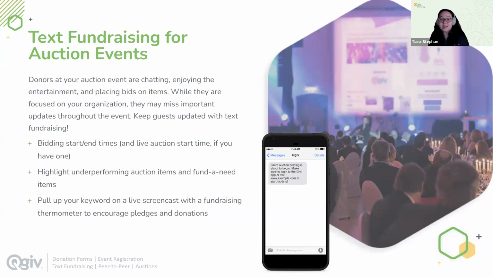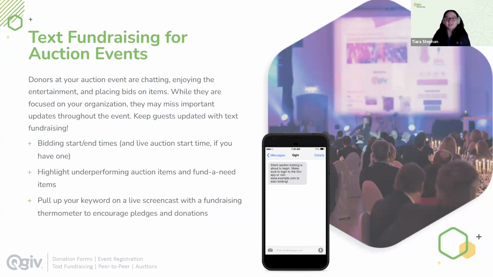You can communicate bidding start and end times and a live auction start time if you have one. So during your event rehearsal, take note of timings and schedule text messages to send out automatically throughout the night of your event at those predetermined times.